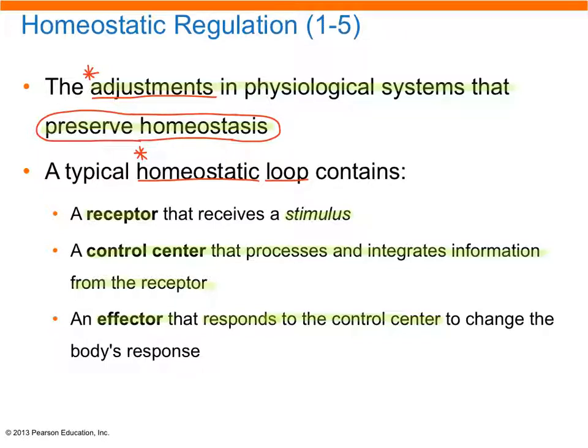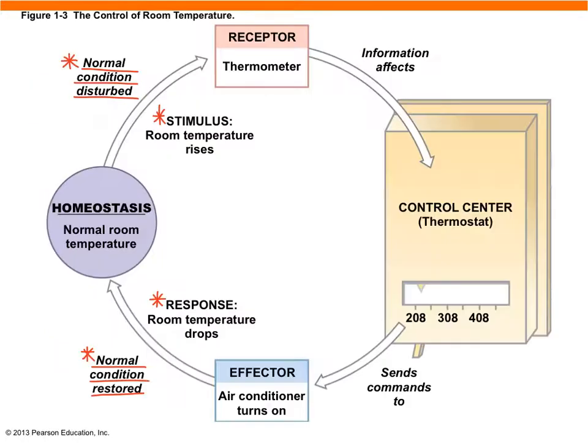There's a typical homeostatic loop, and it contains, number one, a receptor that would receive a stimulus, a control center that would process and integrate the information from the receptor, and then an effector that would respond to the control center to change the body's response. An example of this would be controlling room temperature.